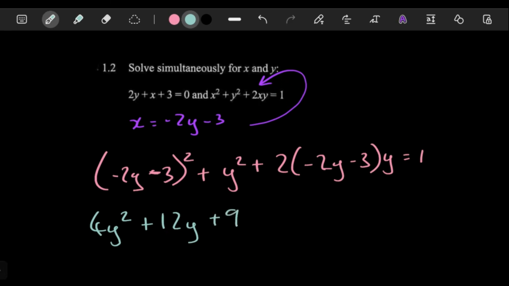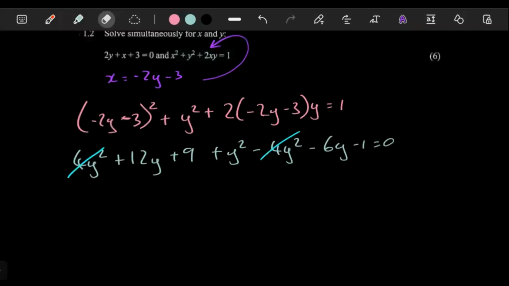Moving on, plus y squared. Multiplying in, the 2 here and the y you can put together, so it's going to be 2y multiplied by this, which gives you negative 4y squared, and then 2y times the negative 3 gives us negative 6y. The 1 here can move over, so it's going to be minus 1 equal to 0. So from here we can see that the y squared is left on its own there, so we can just have that in front.